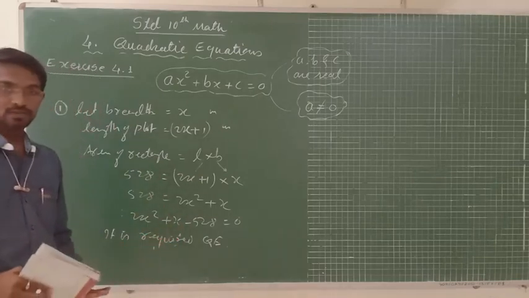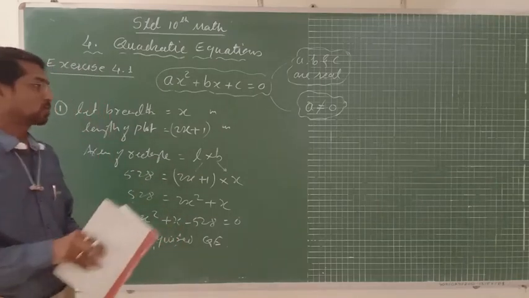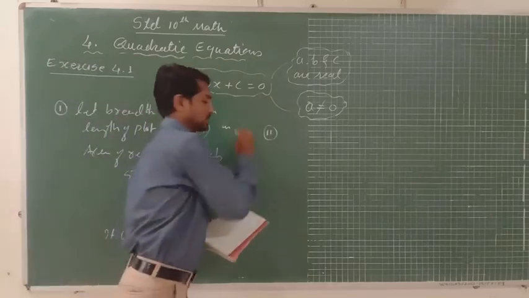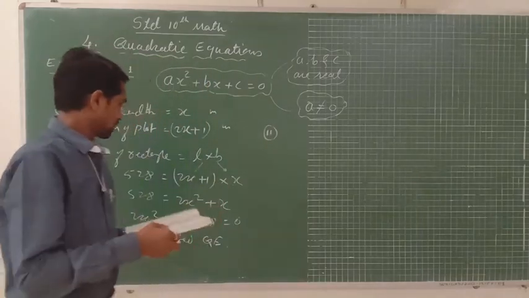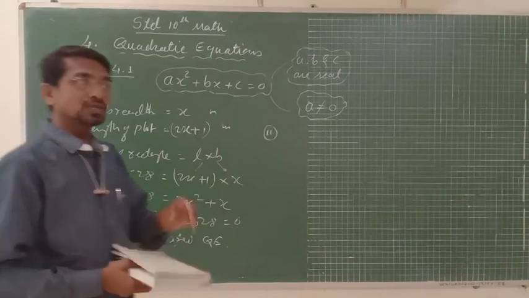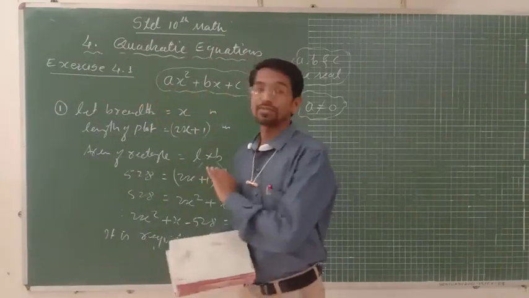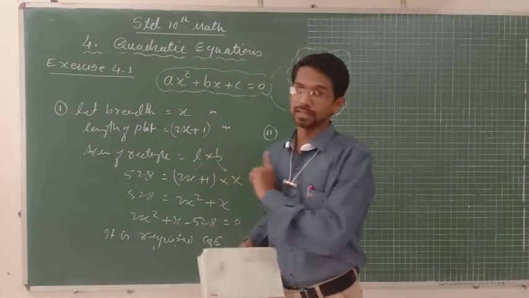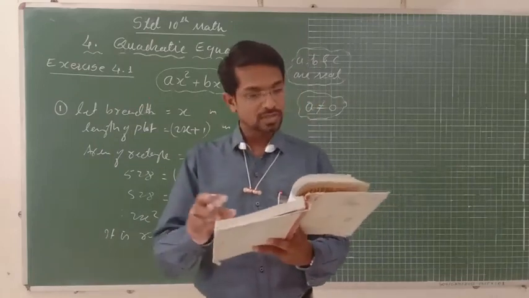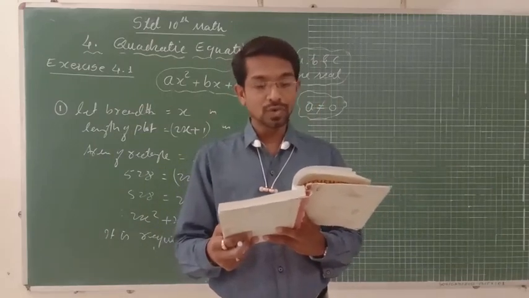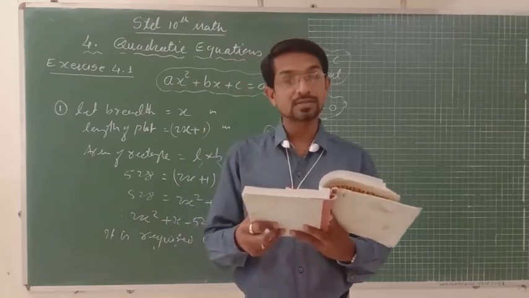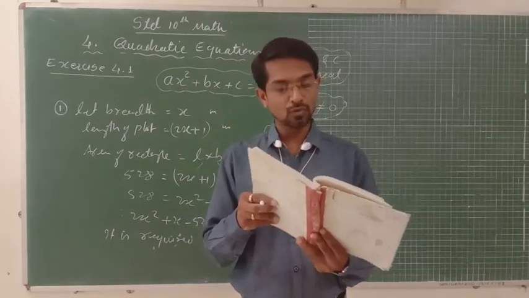Don't solve it. This is the second question. See question number 2. What situation is given in the example word problems, you have to identify first, and then write it in mathematical form. Question 2: the product of two consecutive positive integers is 306. We need to find the integers.